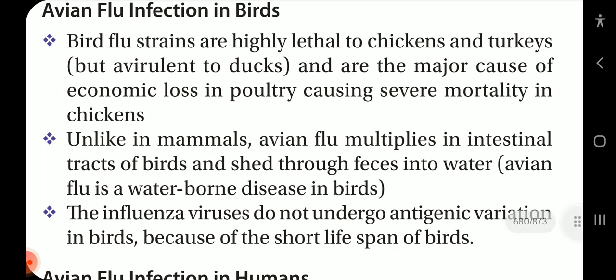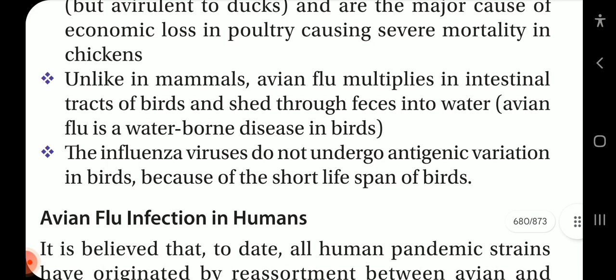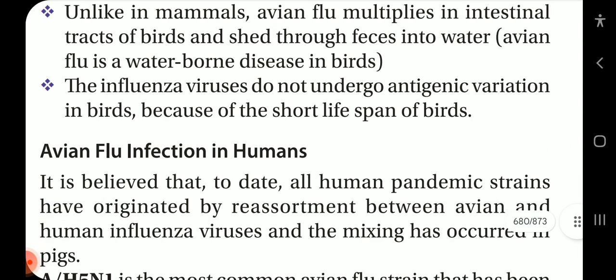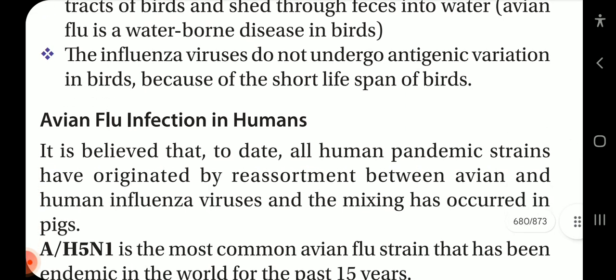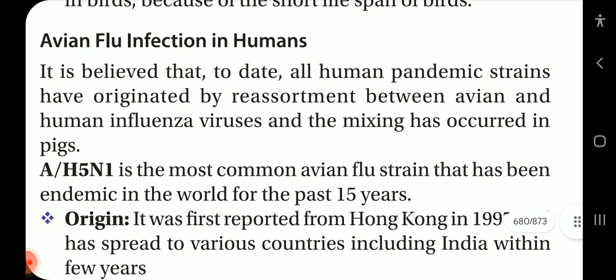Avian flu infection in birds. Bird flu strains are highly lethal to chickens and turkeys, but avirulent to ducks, and are the major cause of economic loss in poultry, causing severe mortality in chickens. Unlike in mammals, avian flu multiplies in the intestinal tract of birds and is shed through feces into water. Avian flu is a waterborne disease in birds. The influenza virus does not undergo antigenic variation in birds because of the short lifespan of birds.